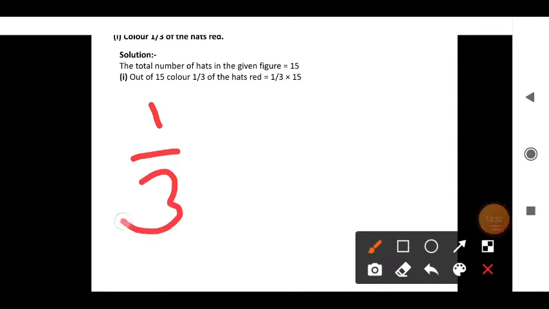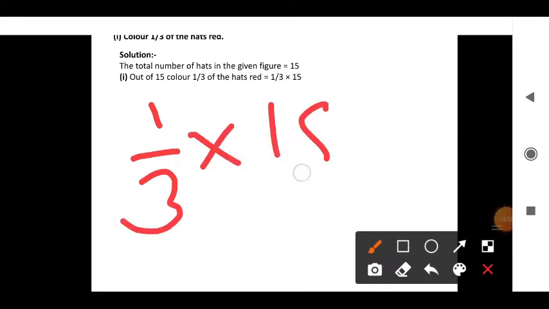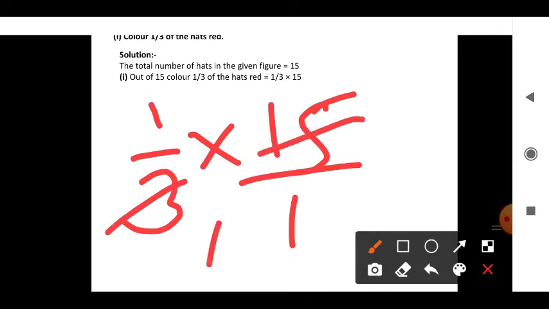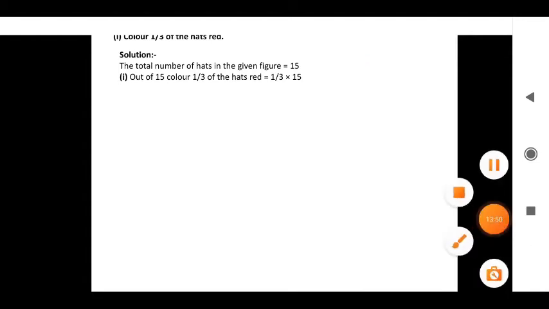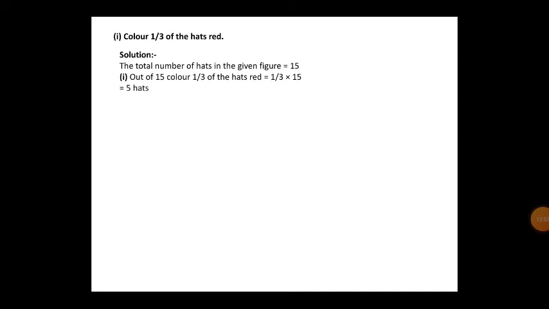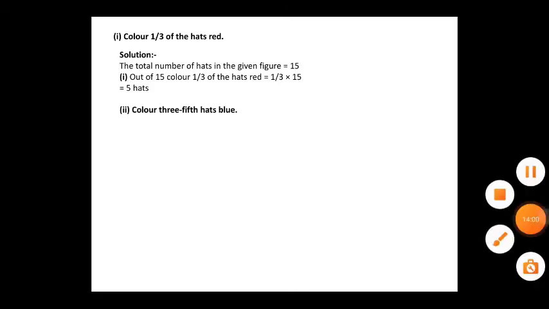And see how many hats you have to color? 1/3 of the hats you have to color. So 1/3 of 15. I already told you, 15 divided by 3. 3 ones are 3, and how many times? 3 fives are 15. Now how many hats did she color red? There are 5 hats she colored red. So like that you have to do it.